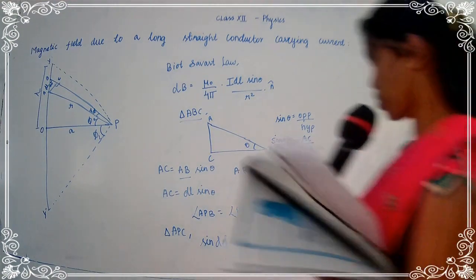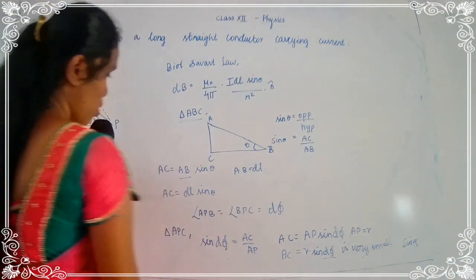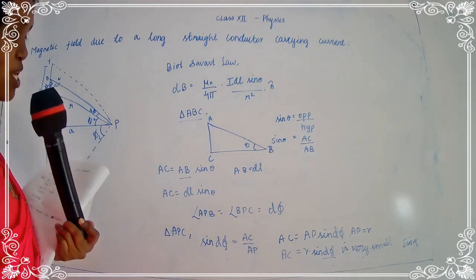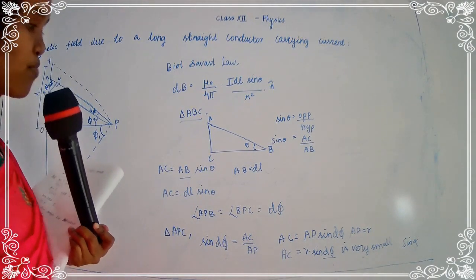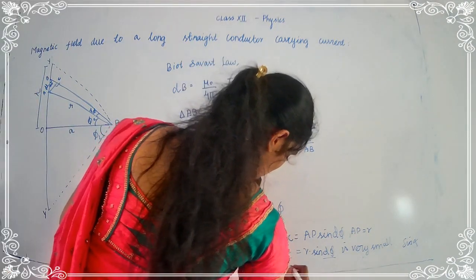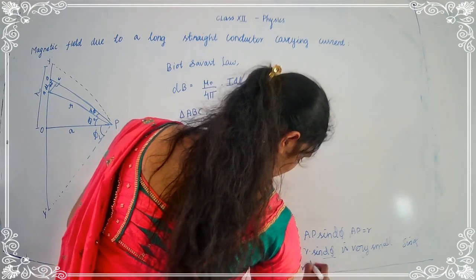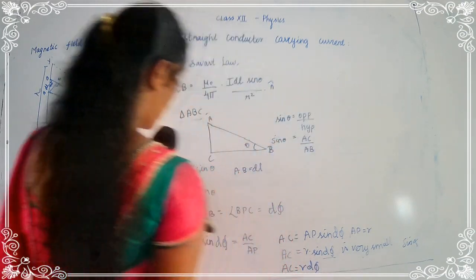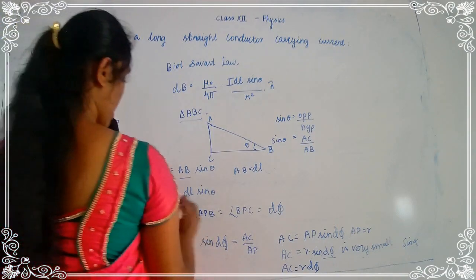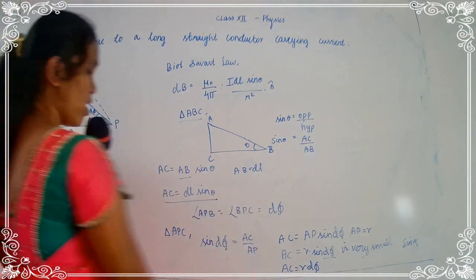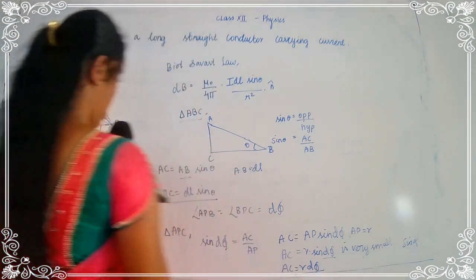Okay, AC equal to R sin dφ, that is very small, then the sin value gets cancelled. So what happened? AC is equal to R into dφ. Here AC equal to dL sin theta, AC equal to R dφ. We are getting two values. Okay, mark it.